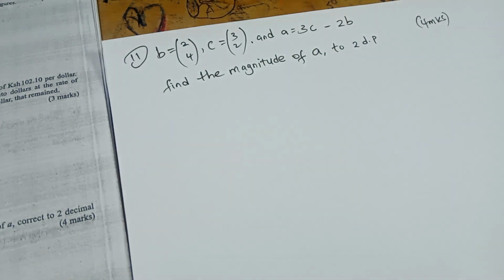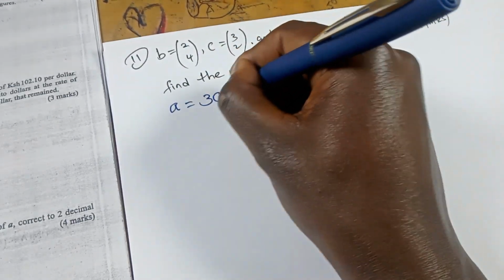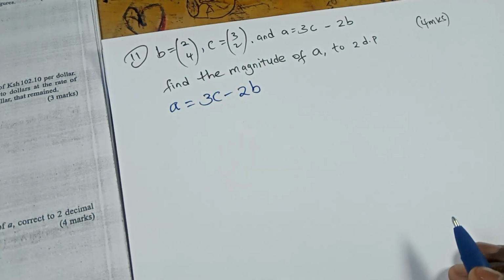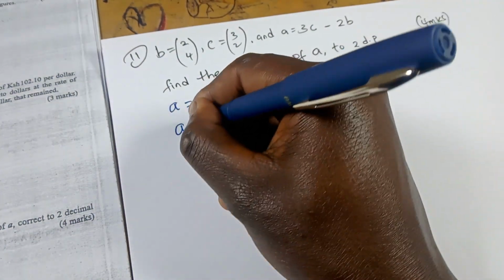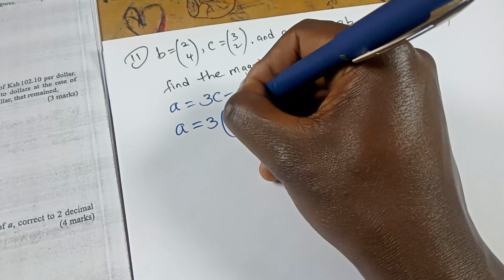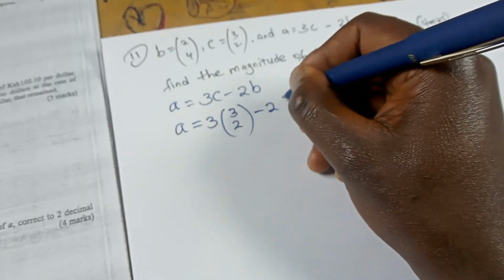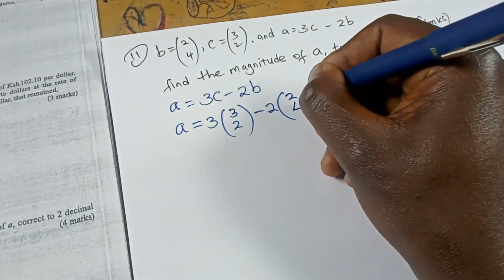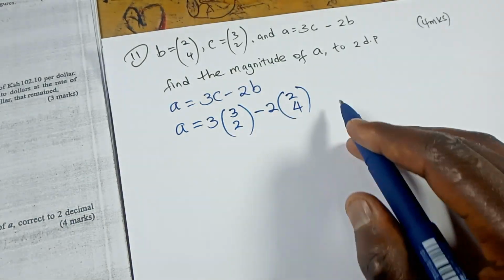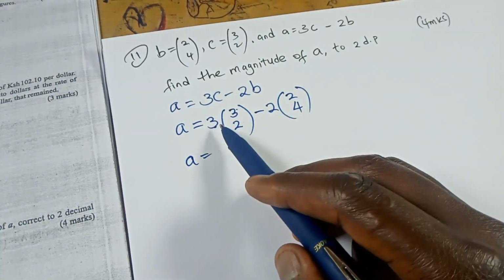So very fast, we have already been given that A is equal to 3C minus 2B. And being given A as 3C minus 2B, we need to substitute the vector C and vector B respectively. We are going to have A is equal to 3 into brackets 3, 2, close the bracket, then minus 2 into brackets 2, 4, close the bracket. Then we open. And how do we open a column vector? We multiply the scalar with all the elements.